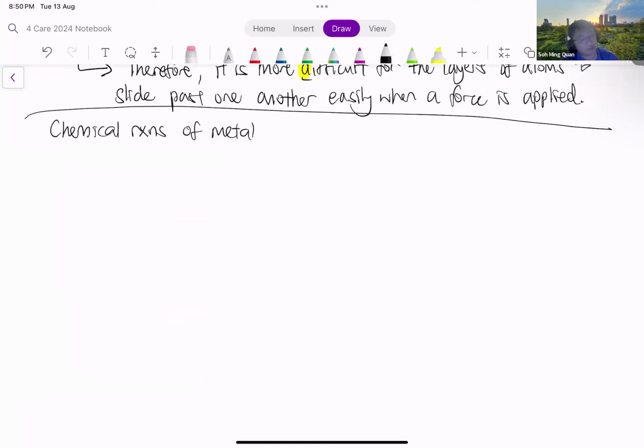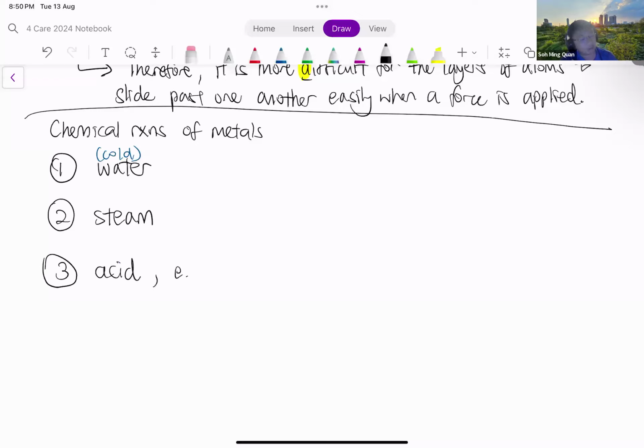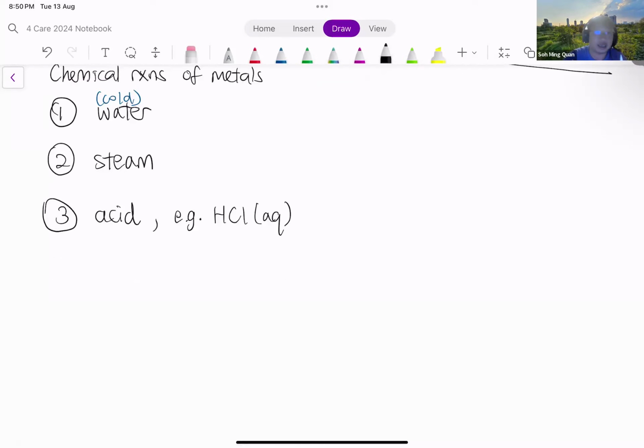Chemical reactions of metals. You need to know the reactions with water, and sometimes we like to say cold water, steam, and finally acid. Under acid, we are actually going to use HCl, hydrochloric acid, as the main example. We shall come back to this in a very short while, but just take note, we are studying the 3 different reactions of metals: metal plus water, metal plus steam, metal plus HCl.